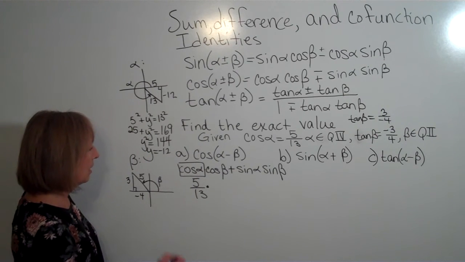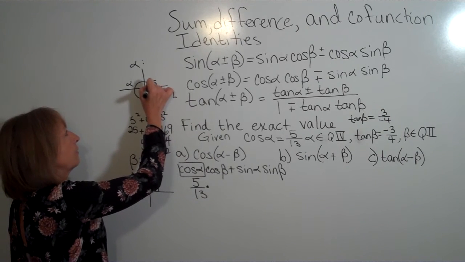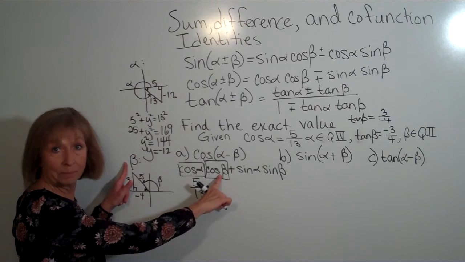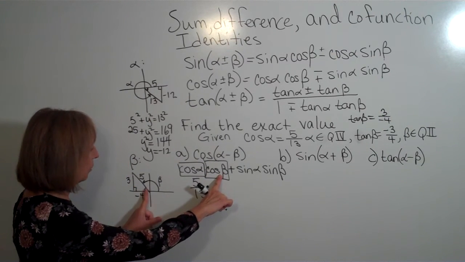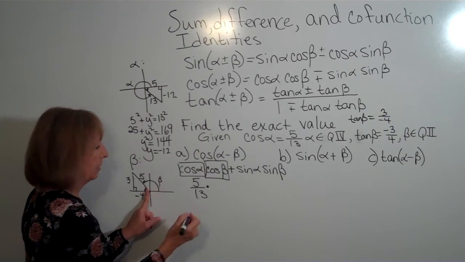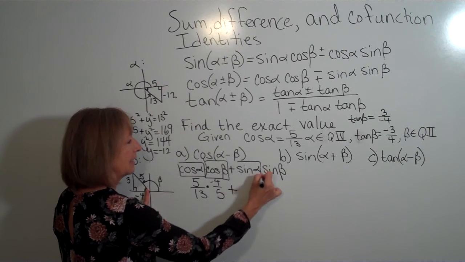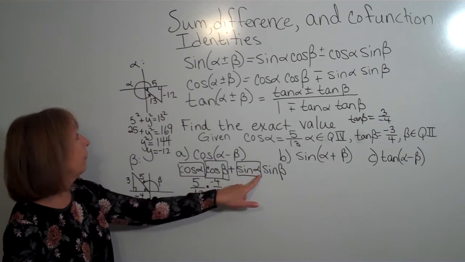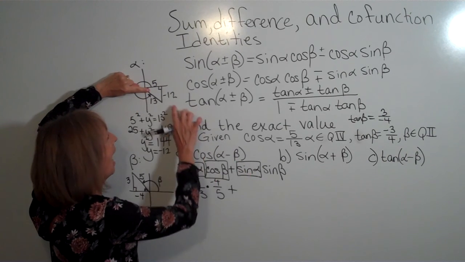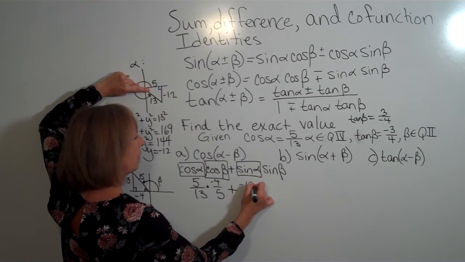Okay, so now when we're looking at this, our reference angle is to the nearest x-axis, so that's our reference angle. So cosine of beta, look at beta's picture. Take the cosine of this angle. The cosine of this angle is adjacent over hypotenuse. So that is a negative 4/5. Then plus the sine of alpha. Alpha, go to alpha's picture. The sine is opposite over hypotenuse. So that's a negative 12/13.